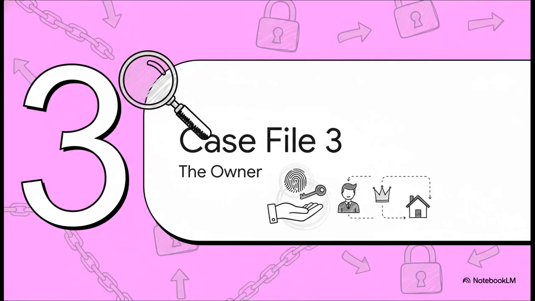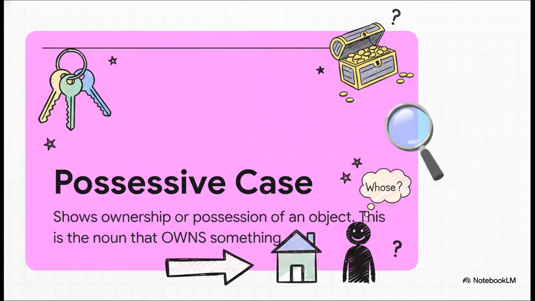All right, detectives, we're on to our final case file. And I've got good news. This one is usually the easiest one to spot. It's the case of the owner. The possessive case is, well, it's all about possession. Its whole job is to show ownership, to tell you who or what something belongs to. It answers the question, hey, whose is this?